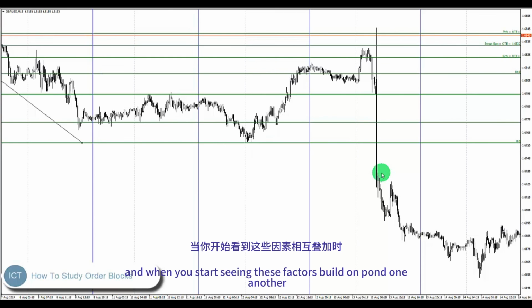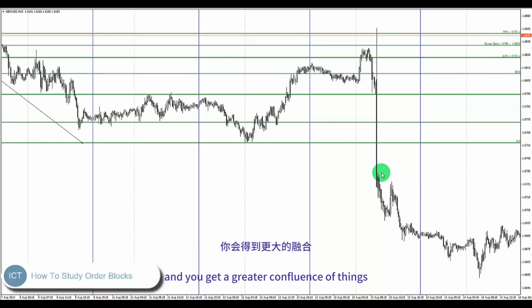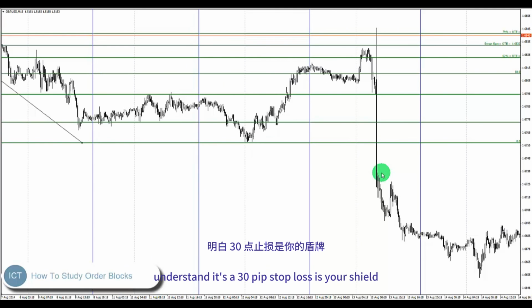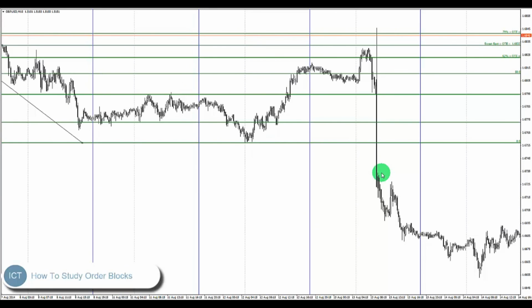Look at the charts, study it, and when you start seeing these factors build upon one another and you get a greater confluence of things, you'll be able to build a greater trust in the order blocks that you're trading off of. And understand that the 30 pip stop loss is your shield, even though you may have the overall context correct. If you try to trade with too short of a stop, you can still be right in your directional premise but be taken out nonetheless, and not see the profitability that would be available had you used the 30 pip stop.